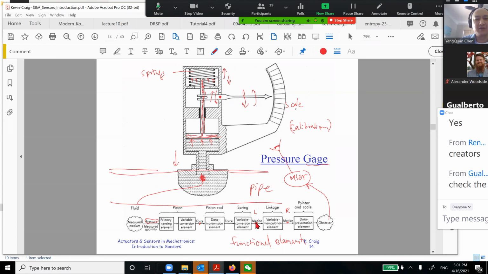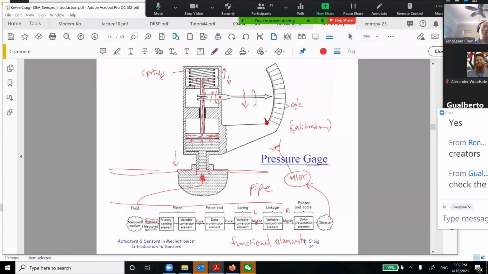This displacement will go through a variable manipulation element. It's called a linkage. So this is a linkage. It becomes another type of motion: linear motion versus rotary, rotational motion. Later on, we have a data presentation element, which is how to display this. This is the pointer and the scale. Then finally, it's presented to the human user looking at this.